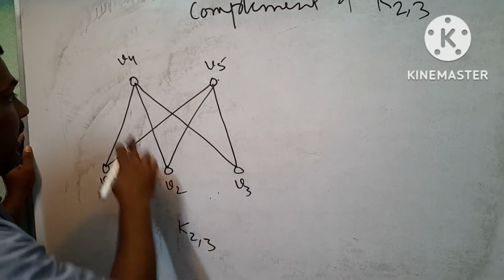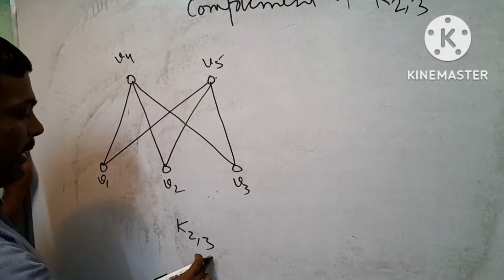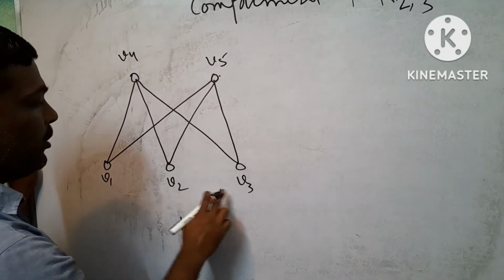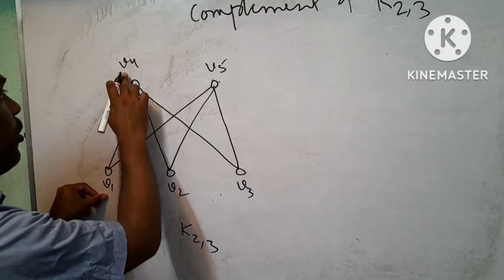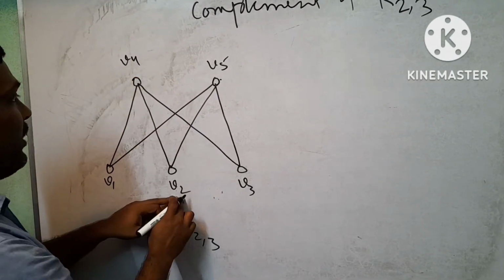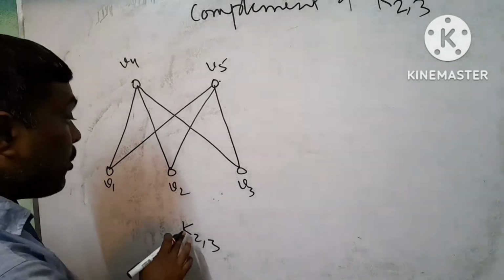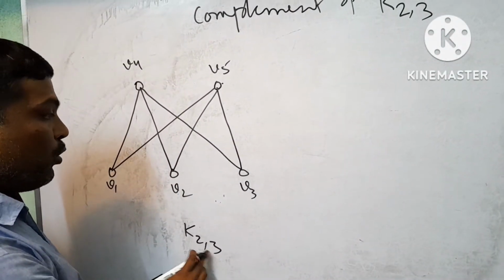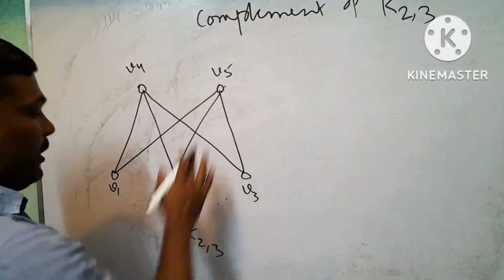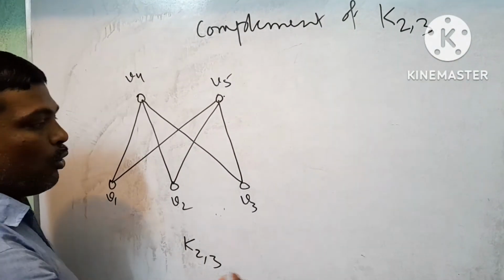One vertex subset has 2 vertices V4, V5. Another vertex subset has 3 vertices V1, V2, V3. V1 is adjacent to V4, V5. V2 is adjacent to V4, V5. V3 is adjacent to V4, V5. This is complete bipartite graph K2, 3. Now the question is to draw the complement of this graph K2, 3.